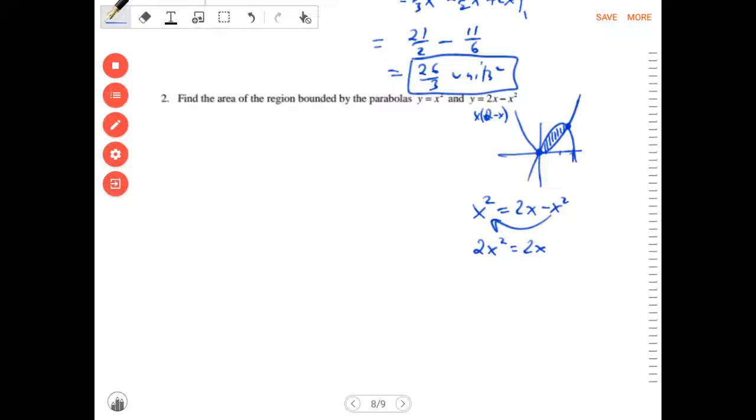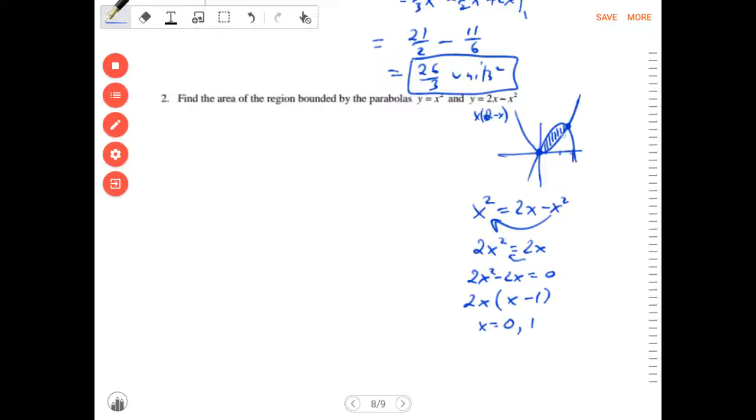Easy enough. I guess we could factor, but we could also bring that over. So 2x squared minus 2x equals 0. So we take the 2x out, and you're left with x minus 1. So they intersect at x equals 0 and x equals positive 1. Really what this tells us, the interval is from 0 to 1 is what we want.